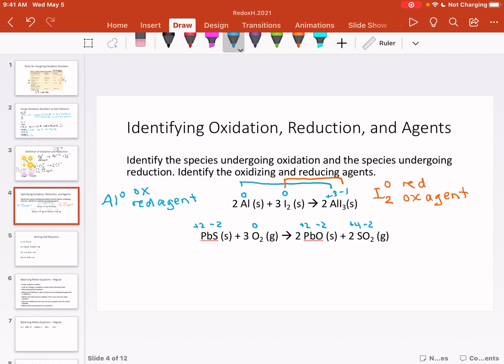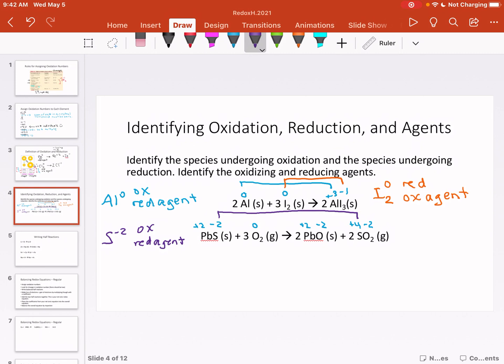So let's see who underwent a change in oxidation number. Did lead undergo a change in oxidation number? And the answer is no, it didn't. Did sulfur undergo a change in oxidation number? Yes, it did. I can see that my sulfur went from -2 to +4. So sulfur's charge went up. Sulfur -2 then is our guy who is oxidized, and it is the reducing agent.